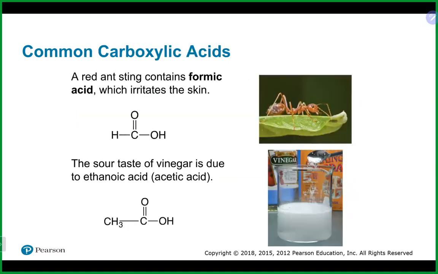So here's formic acid. Irritates the skin. That doesn't look pleasant, right? And obviously that acetic acid is that sort of sour taste that you have for vinegar.